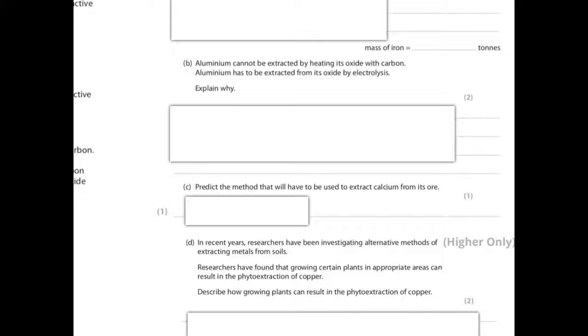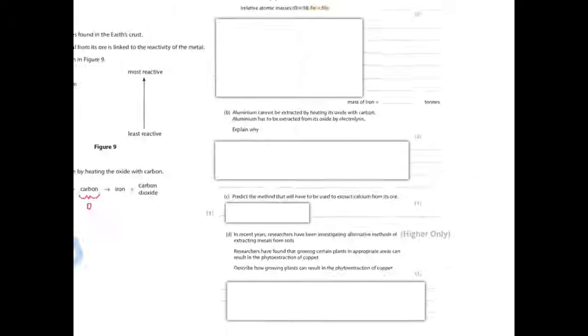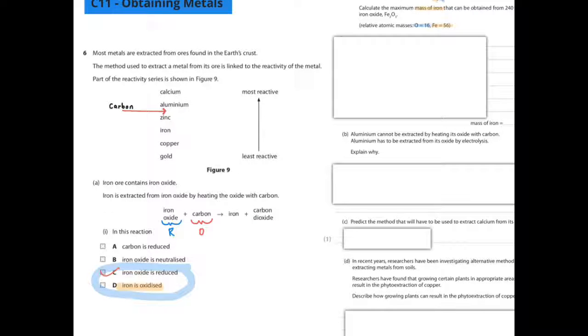Right. Predict the method that will have to be used to extract calcium from its ore. So if we look at calcium, calcium is also above carbon, so we'd have to use an energetic process like electrolysis. That's the only other option we have here.